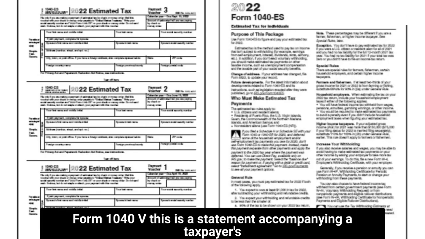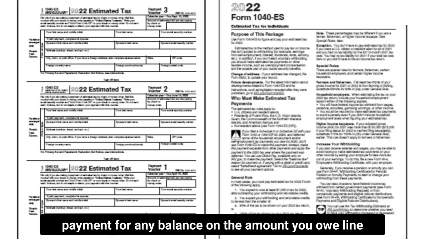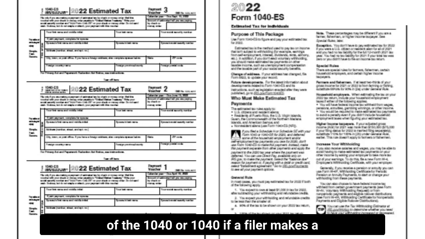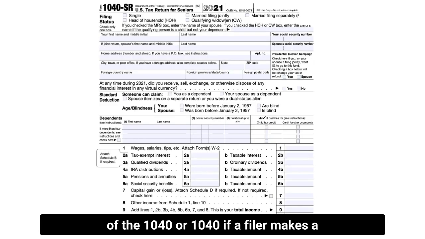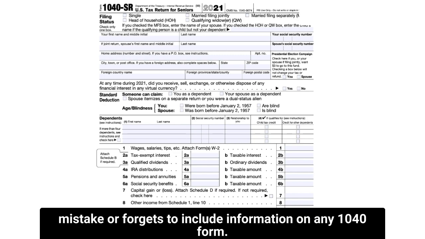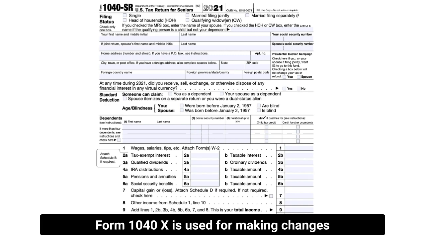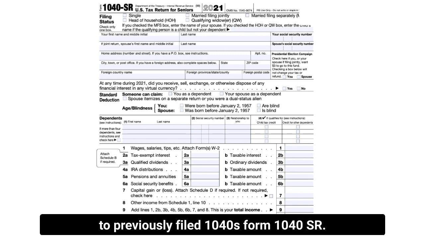Form 1040-V. This is a statement accompanying a taxpayer's payment for any balance on the amount you owe line of the 1040 or 1040 NR. Form 1040-X. If a filer makes a mistake or forgets to include information on any 1040 form, Form 1040-X is used for making changes to previously filed 1040s.